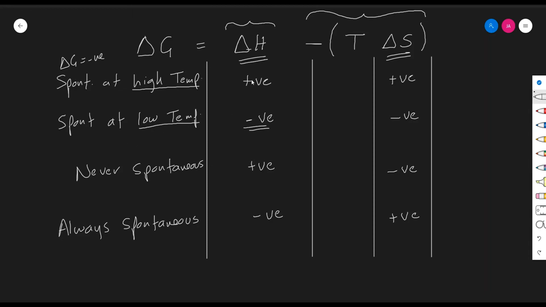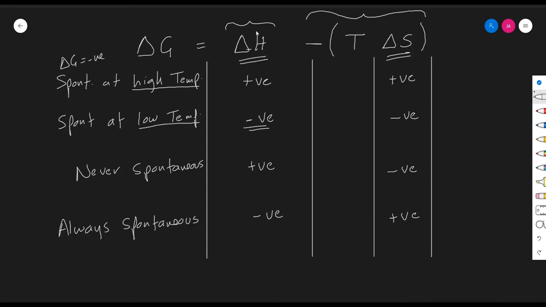Therefore, when a reaction involves an enthalpy change that is positive and an entropy change that is positive, this reaction would be spontaneous at high temperatures, since the delta G would be negative only at high temperatures.